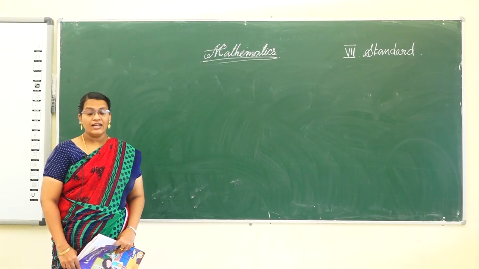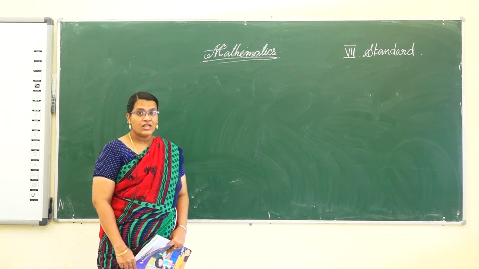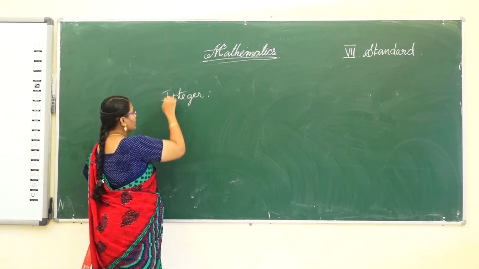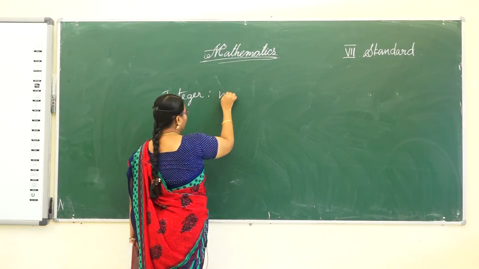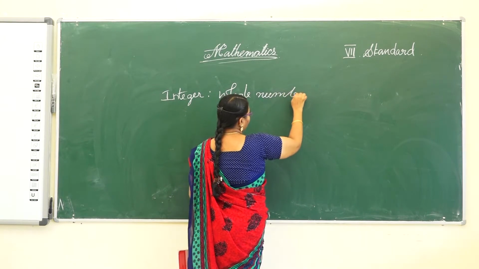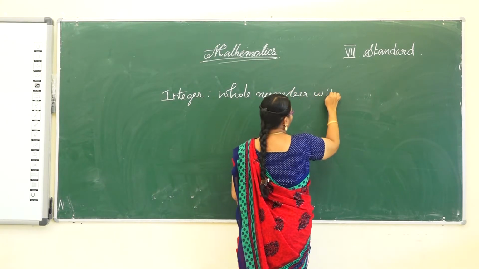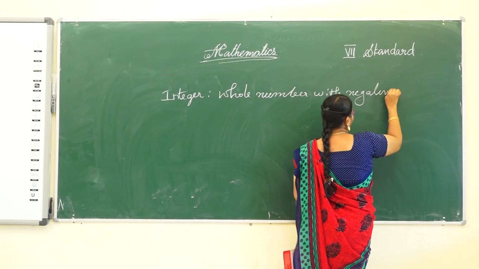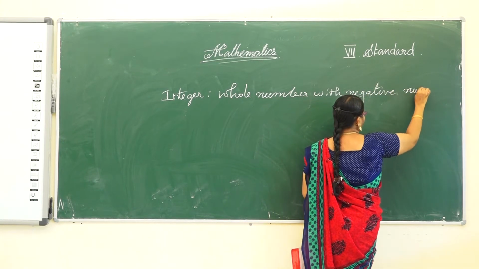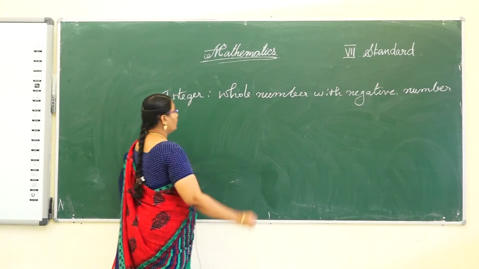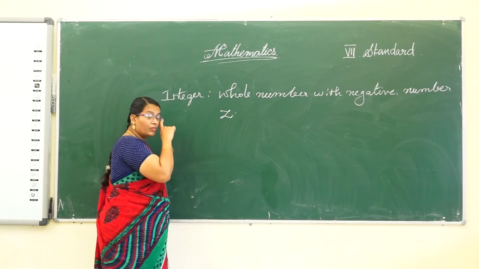The integers, and addition and subtraction of the integers. Just to go through the concept of integers. What is the definition of an integer? A whole number with negative numbers is called an integer. It is denoted by Z.